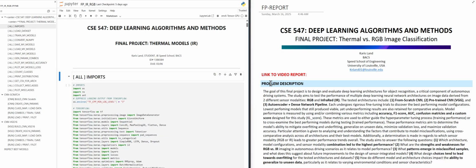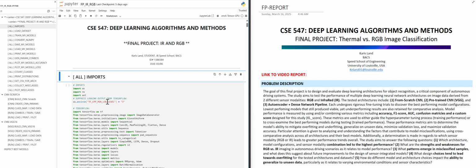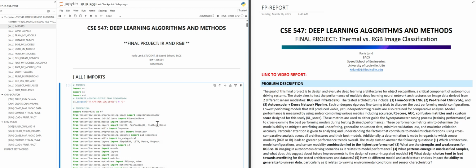Okay, I'm just going to go over the final project first rough draft submission and 50% code submission. The final project is going to be going over infrared and RGB images. So we are looking at the code here first.